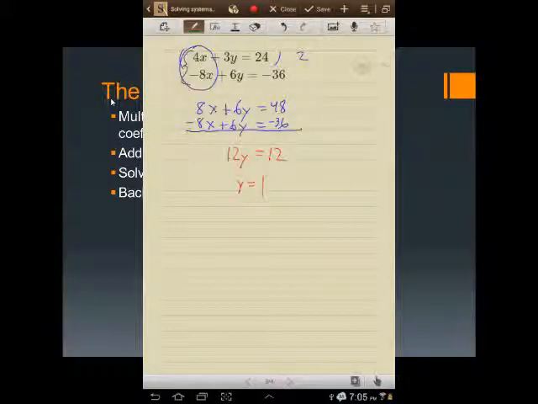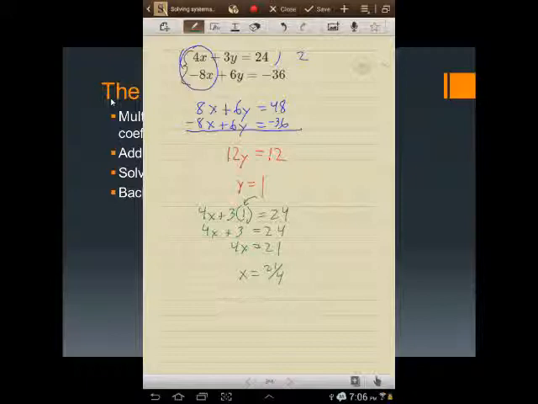Switch to green for the back substitution. Doesn't matter which equation you plug it into. I think I'm going to plug it into the first one again. 4x plus 3 times 1, replacing that y with the value we just found for it, equals 24. 4x plus 3 equals 24. 4x equals 21 after I subtract 3 to the other side. And when I divide, I get the fraction 21/4, which is 5 1/4. Oops. 21/4, comma 1.